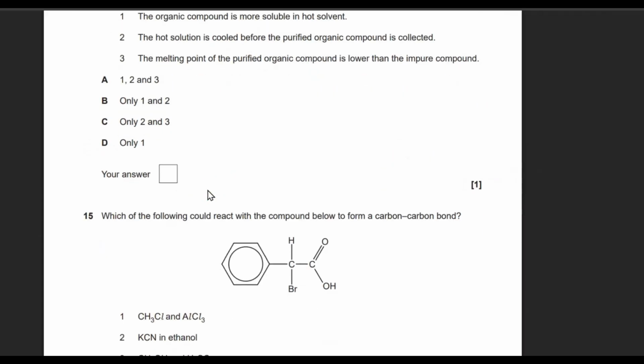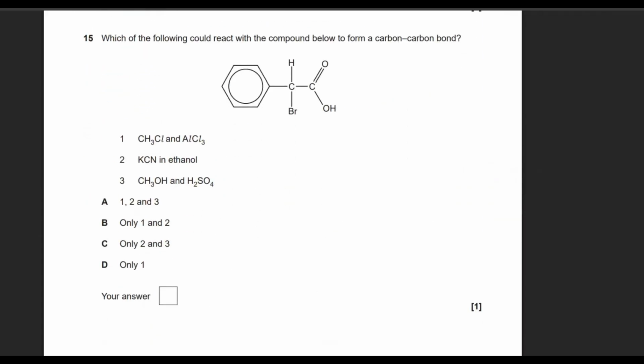We're on to the last one, folks. We're nearly done. Question 15. Which of the following could react with the compound below to form a carbon-carbon bond? Don't forget to pause the video at the start of all of these and have a go in your head. So which of these reagents is going to form a C-C bond when it reacts with this molecule?